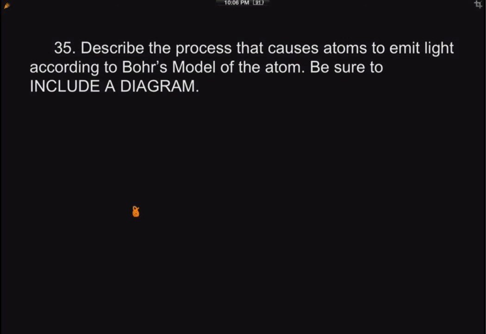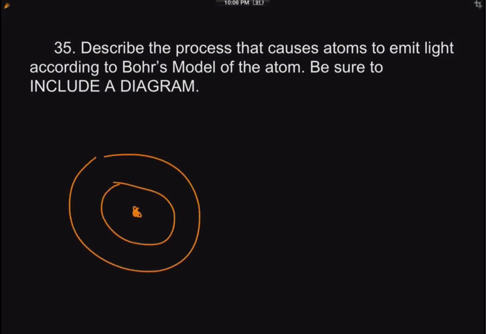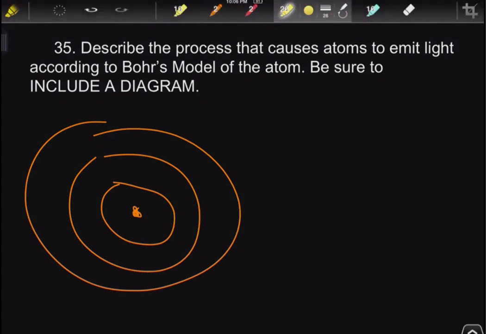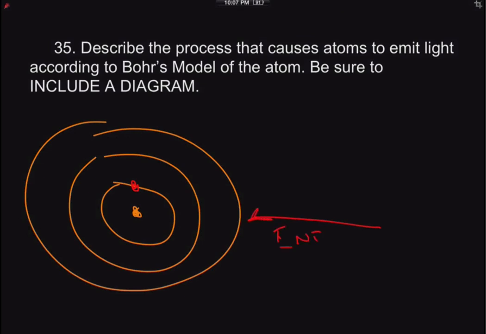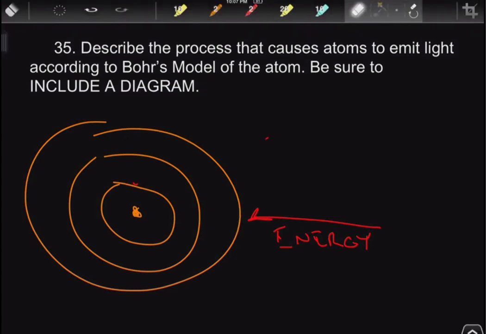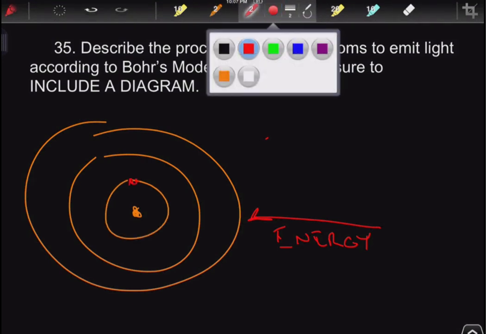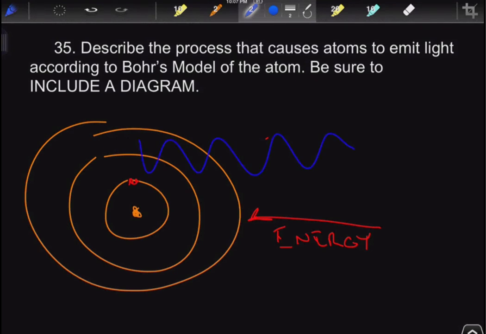All right, so if we have an atom with a nucleus, and we have orbits, according to Bohr's model, if you have electrons, I'll say that's an electron, an atom can absorb energy from the outside, and the electron can take that energy and use it to jump from one orbit to another. And then when it returns back to its original ground state, it has to give that energy back. So to get back down to the ground state, it has to give away the energy, and it gives the energy away in the form of light.